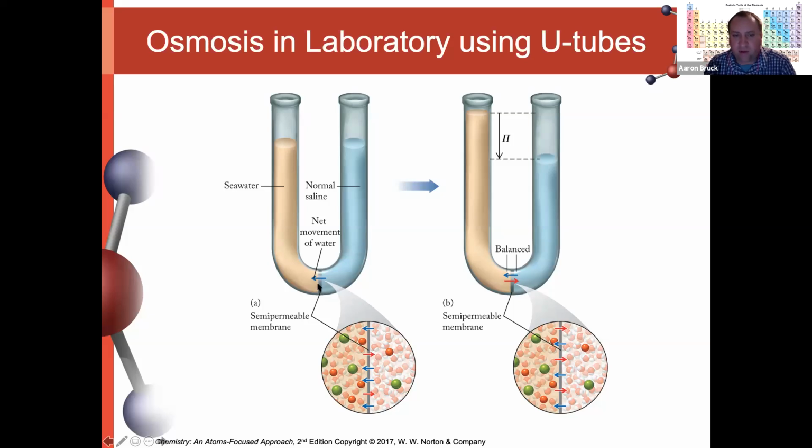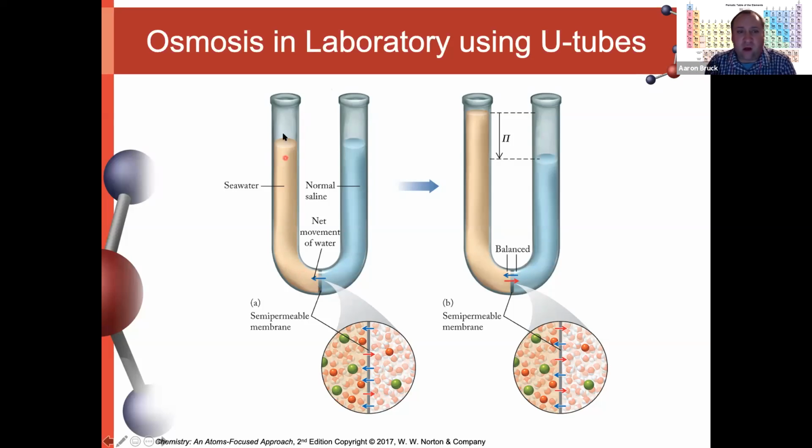And that semipermeable membrane is small enough that the salt and extra stuff on this side, all of that extra stuff is too big to fit through the membrane. So the membrane stops the passage of solute, but the holes in the membrane are small enough that water is able to pass through them to the other side.